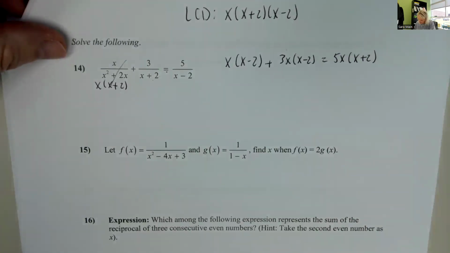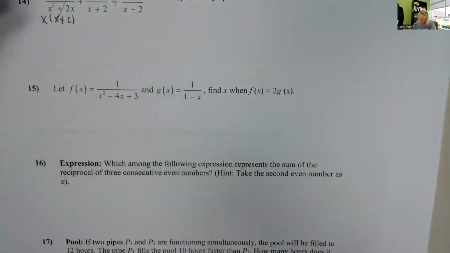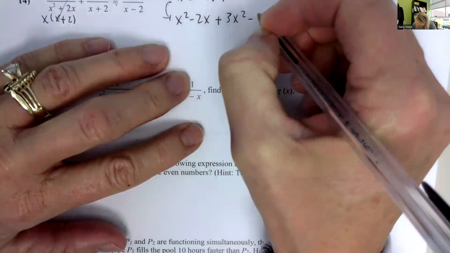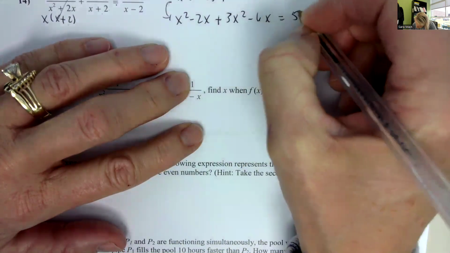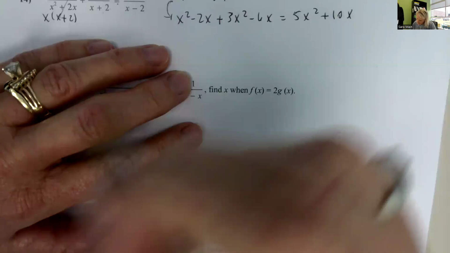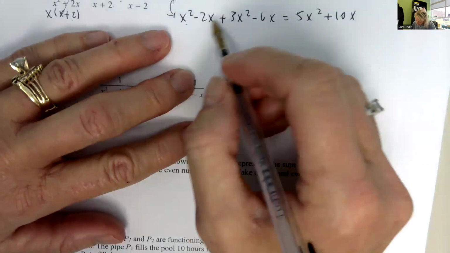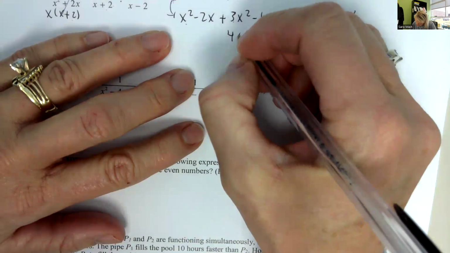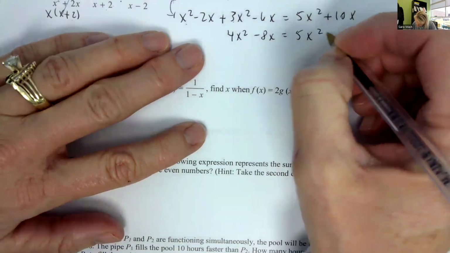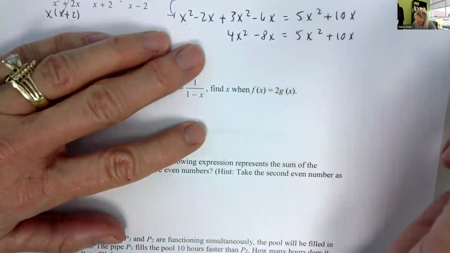Now we can go ahead and solve. So we have x squared minus 2x plus 3x squared minus 6x equals 5x squared plus 10x. So we have x squared and 3x squared. So that's 4x squared minus 8x equals 5x squared plus 10x.